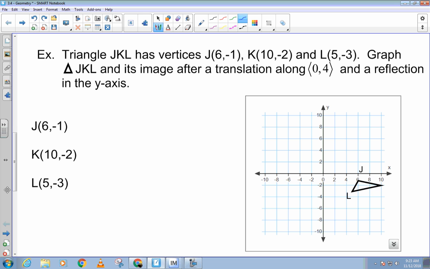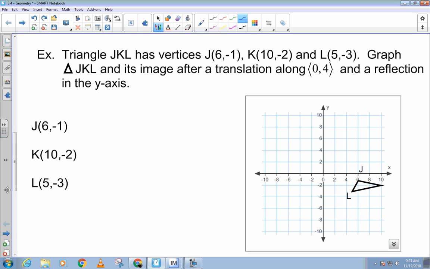I'm going to move which way? Up, down, left, right, both? Up 4, right? Because the first number tells you don't go anywhere left or right. The second number says you go up 4. Now, be careful. These are by 2s, okay? So when you count, you got to be careful.